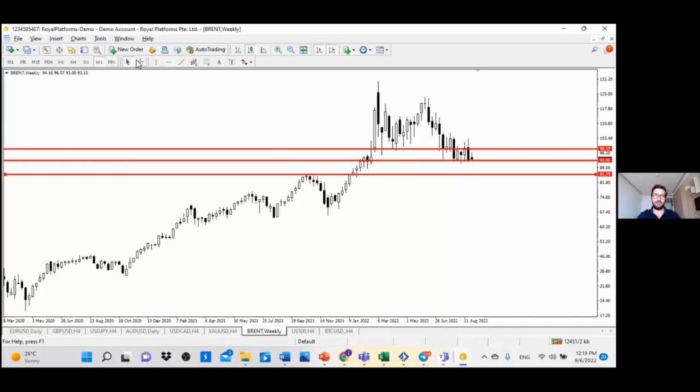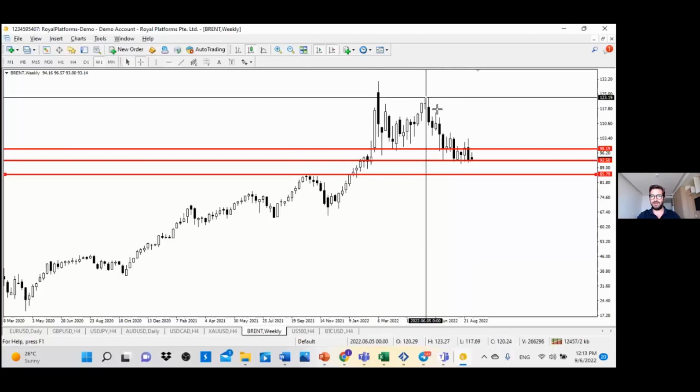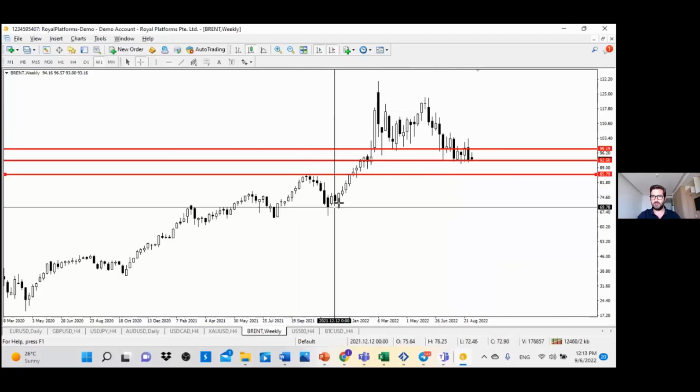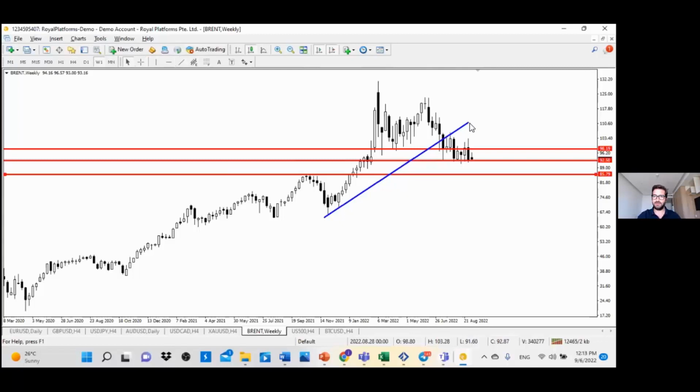So I'm still bearish. We have a double top on the weekly time frame, lower highs, lower lows. We have a breakout of this trend line as well. So we will see a continuation after a breakout below the lower end of this channel, and then a move all the way down until the 85.79.